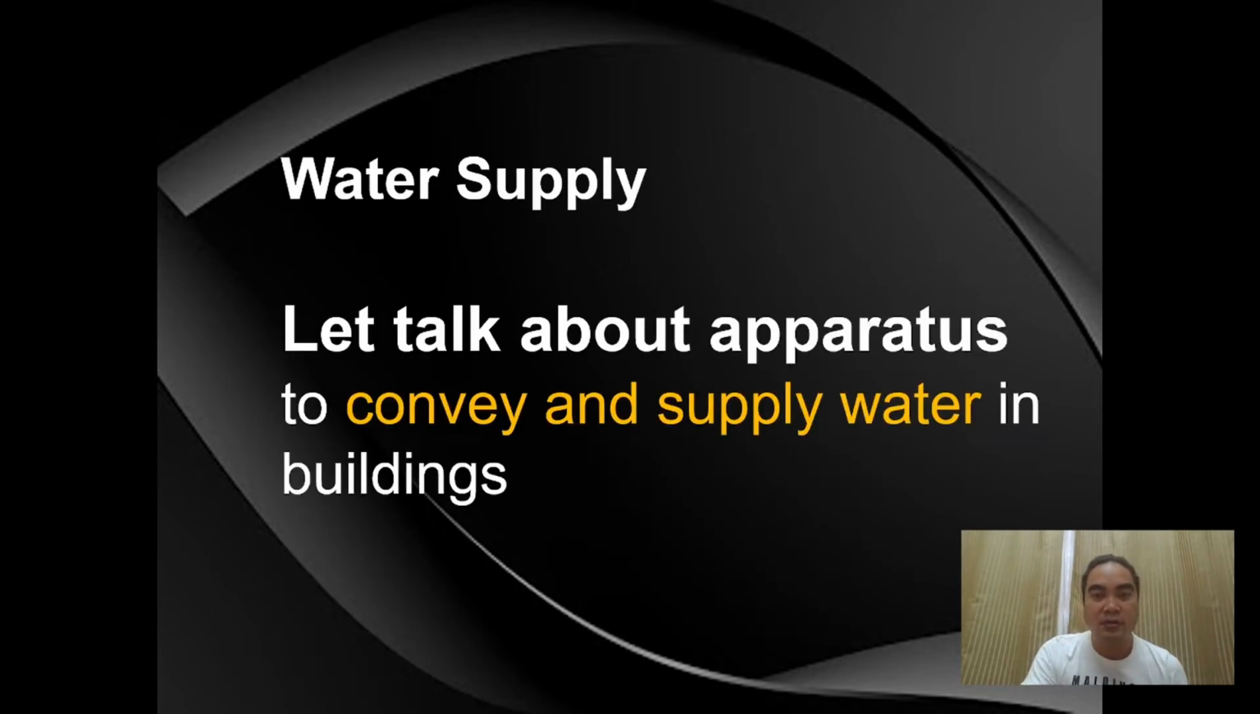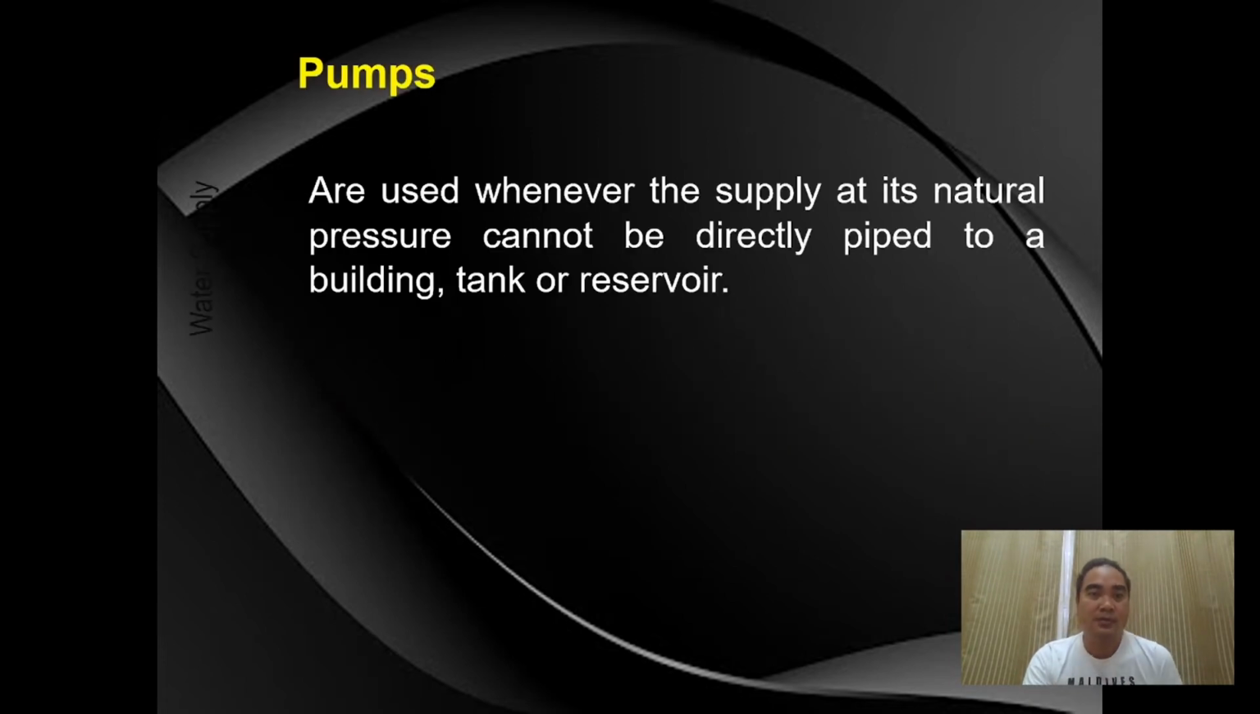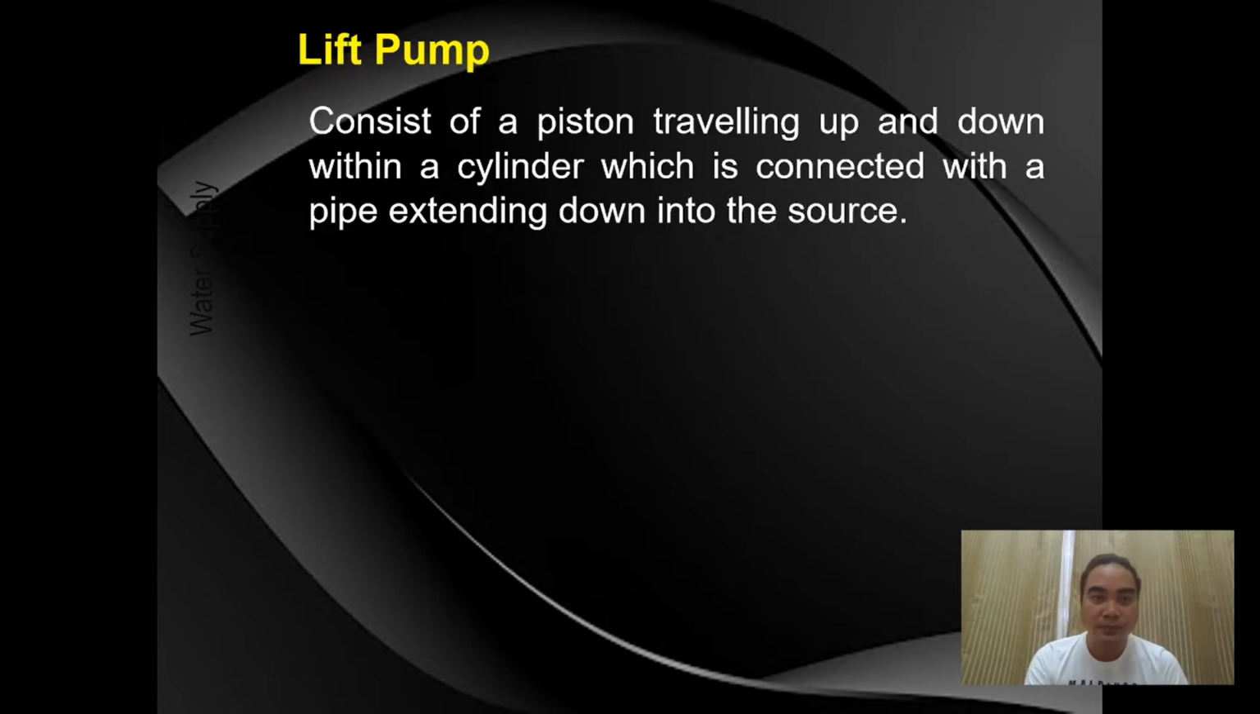Water supply. Let's talk about apparatus to convey and supply water in a building. Pumps, number one. Pumps are used whenever the supply at its natural pressure cannot be directly piped to a building, tank, or reservoir. So we will use pumps to supply our building, in case the natural pressure from the main supply is not enough to supply the water we need in the building.